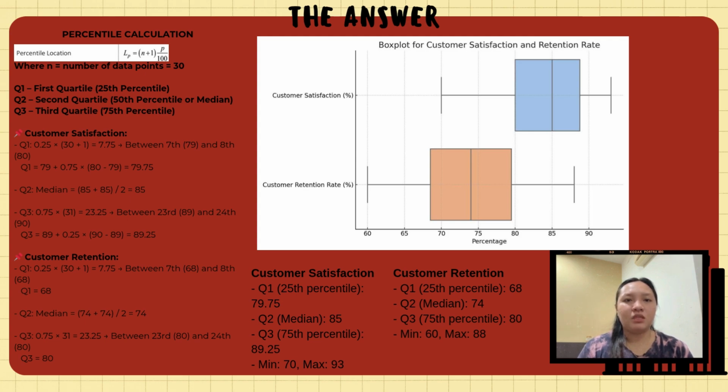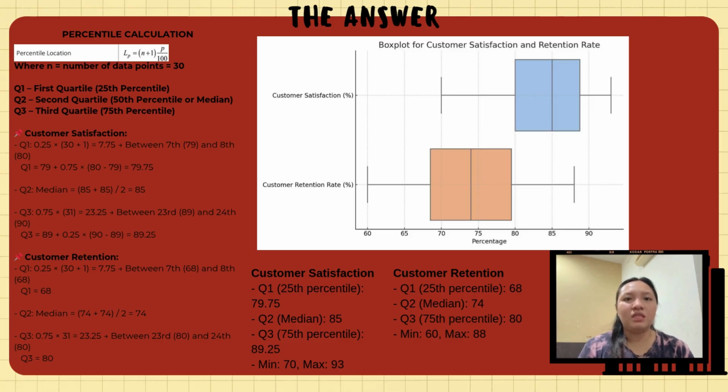For customer retention, Q1 is 68, the point where the bottom 25% of scores fall. The median is 74 and Q3 is 80, indicating 75% of customers were retained below that level.